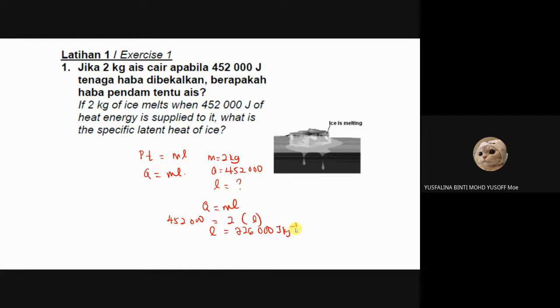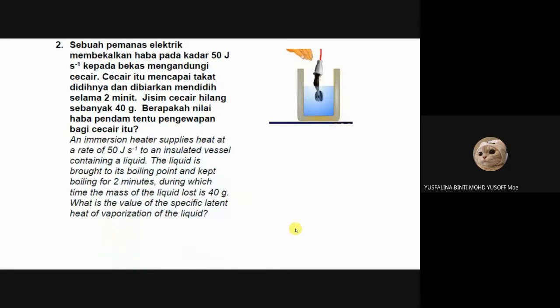Let's see question number 2. Can you try to answer first? This one asks you to find the specific latent heat of vaporization, so the L here. Take out the information given in the question first. Let's say 50 joule per second. What is the physical quantity for 50 joule per second?